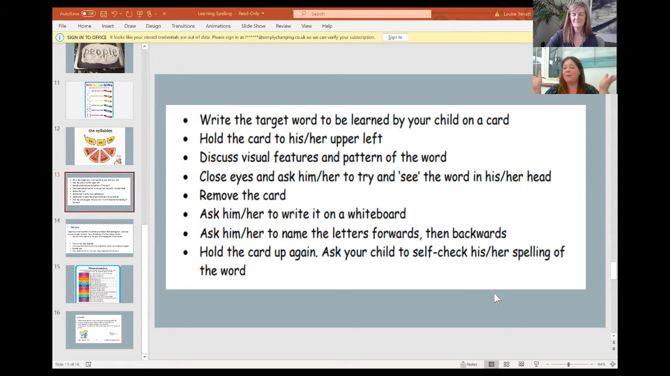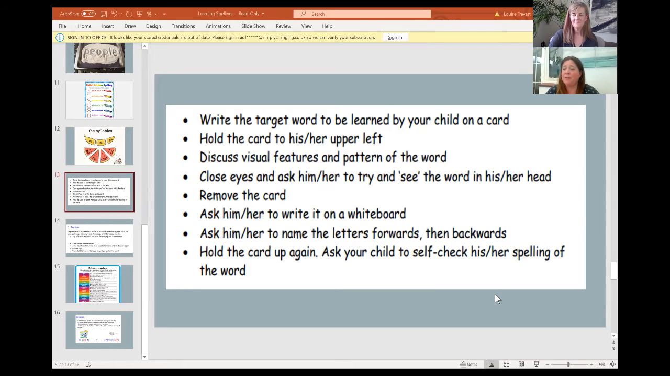And then when that word's there, they have a look at that word. What patterns can they see? How does it look? Is it long? Is it short? Anything they recognise? So they might be saying, oh, I know those 2 letters make that sound. So from what they've known before, whatever they would like to talk about the word. And then close their eyes and ask them to visualize the word. And then when they're happy, you can take away the card and get them to have a go at writing it on a whiteboard.